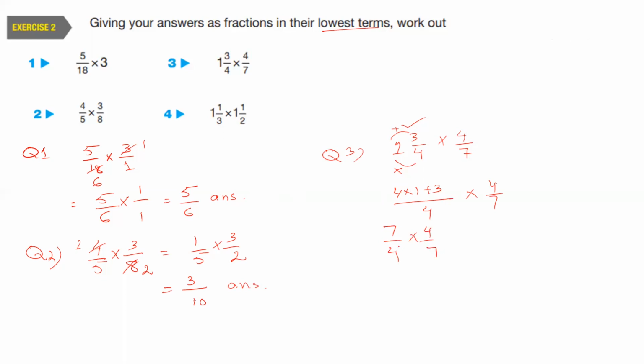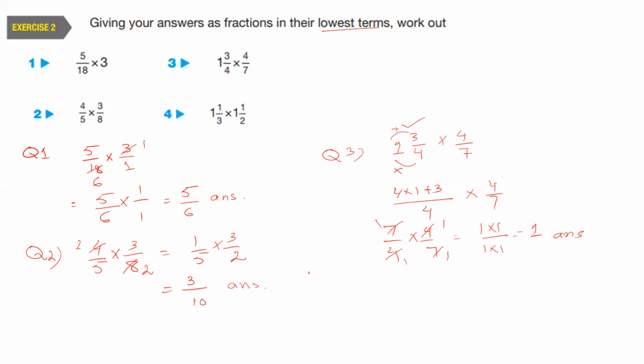And this becomes so easy now. 4 times 1 is 4, 4 times 1 is 4. Now we need the 7 times table. 7 times 1 is 7, 7 times 1 is 7. We're getting here 1 times 1 upon 1 times 1, which means all unit 1. So this is your answer for question number 3.